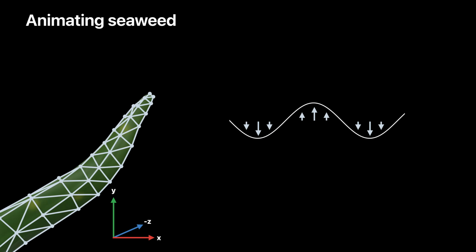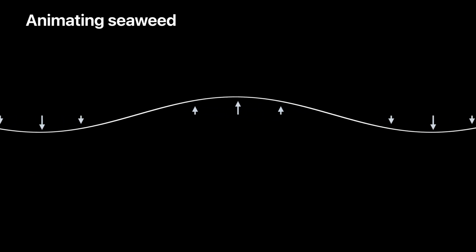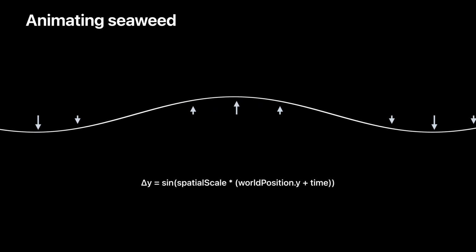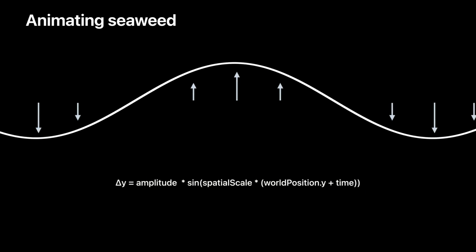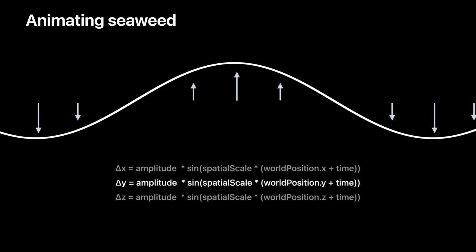We'll use a sine wave, a simple periodic function, to create movement. We're simulating water currents, so we want nearby vertices to behave similarly, regardless of their model's scale or orientation. For this reason, we use the vertex's world position as an input to the sine function. We include a time value as well, so that it moves over time. Our first sine wave is in the y dimension to create up-down movement. To control the period of the motion, we'll add a spatial scale. And we can control the amount of its movement with an amplitude. We'll apply the same function to the x and z dimensions, so it moves in all three axes.